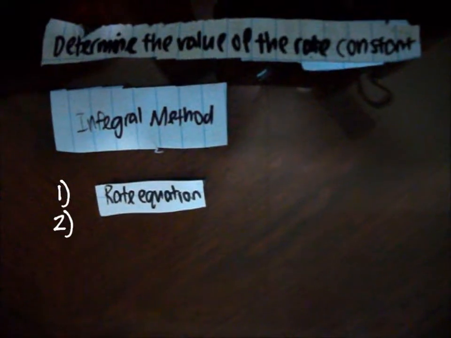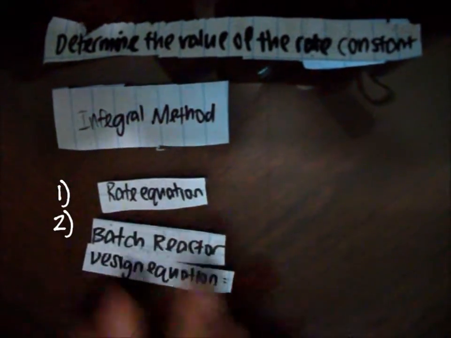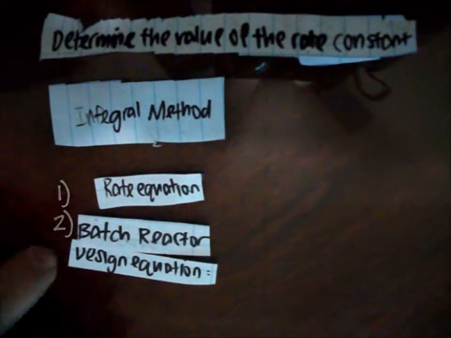Now let's move on to the second part of the question, where we want to determine the value of the rate constant by using the integral method. When we use the integral method, we have to use the rate equation and the batch reactor design equation. So there are 2 equations you need.